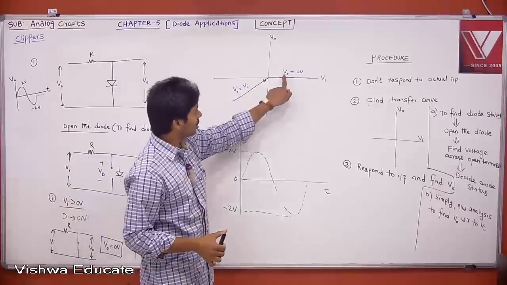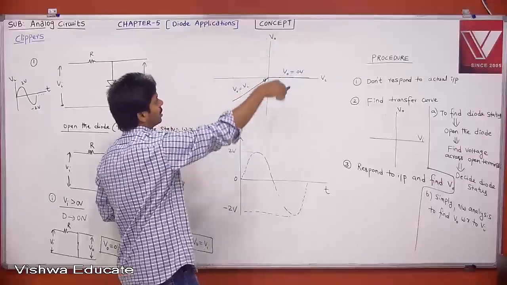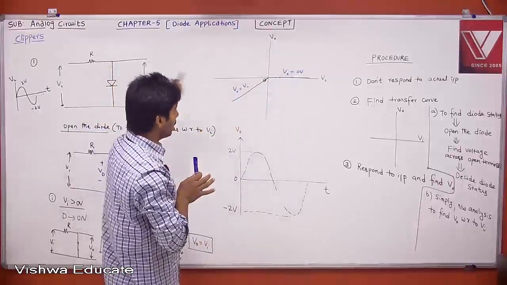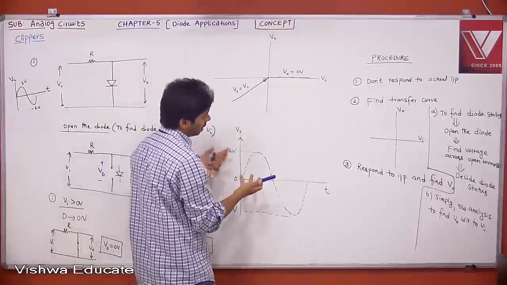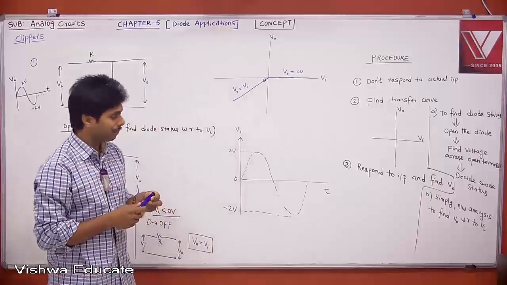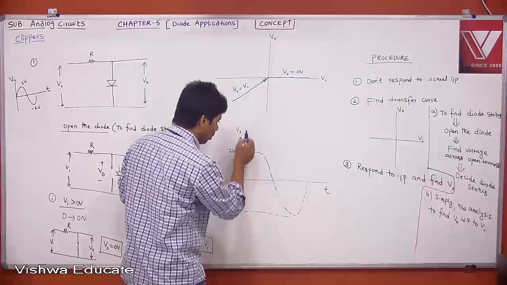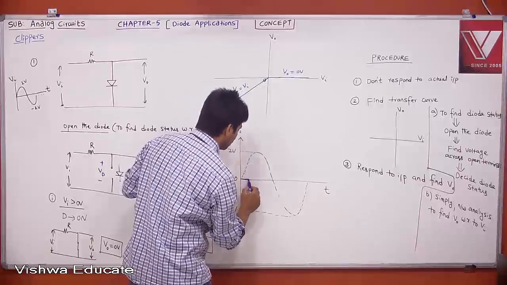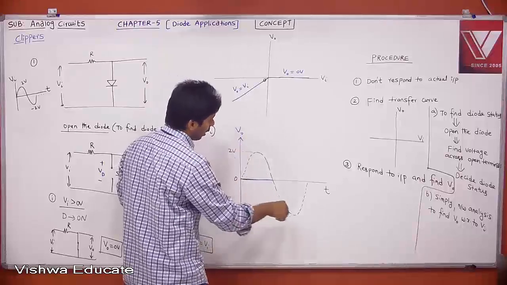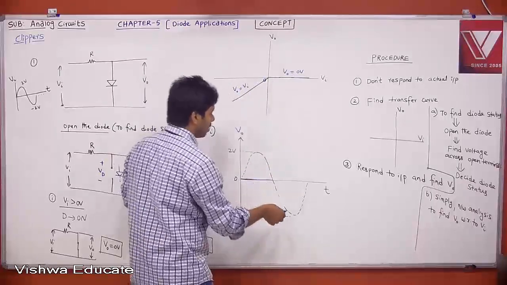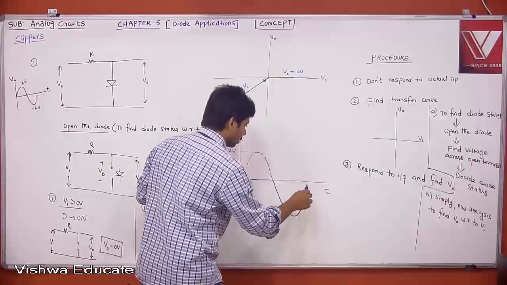Tell me, when Vi is positive, what is your V0? I'm just using the transfer curve. The transfer curve is given, which is describing your circuit. Once you know the transfer curve, for any input, not only a sine wave, we can find the output from the transfer curve. Now tell me, when Vi is greater than 0, what is your output? 0. For positive values of your input, your output is 0. For negative values of your input, your output is the same as your input. Whatever input you have, this is your output.